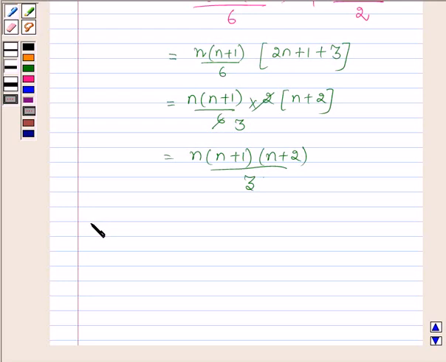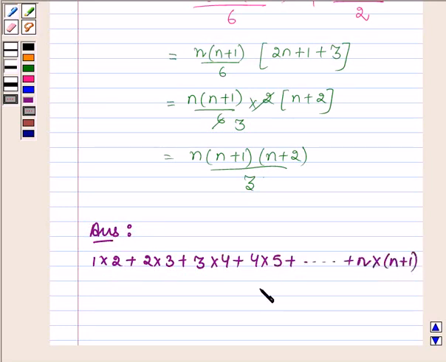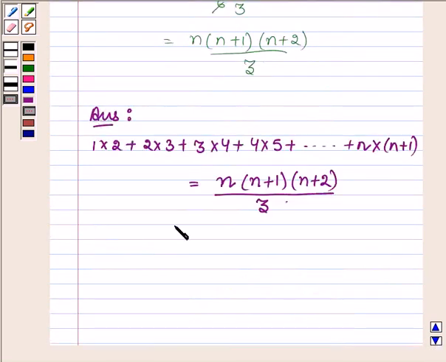And therefore, our answer is 1 into 2 plus 2 into 3 plus 3 into 4 plus 4 into 5 plus so on up to n into n plus 1 is equal to n into n plus 1 into n plus 2 upon 3, or n upon 3 into n plus 1 into n plus 2.